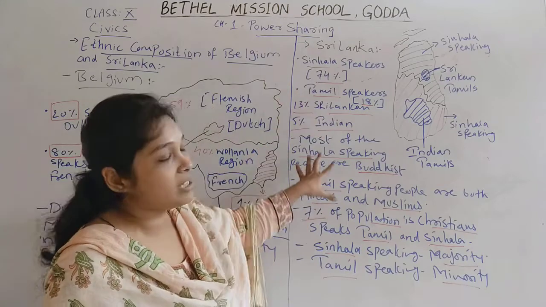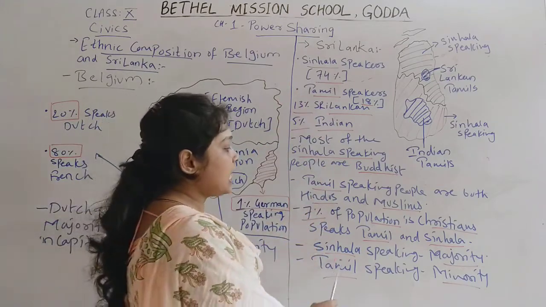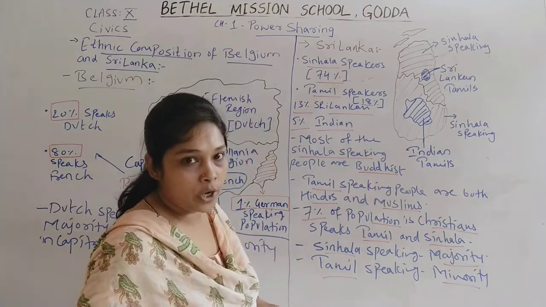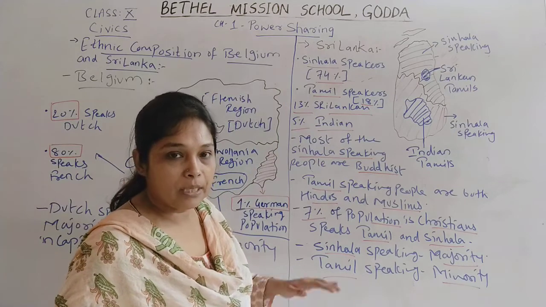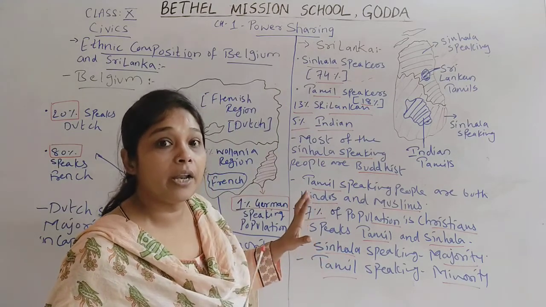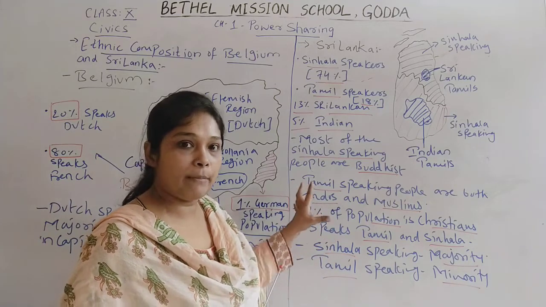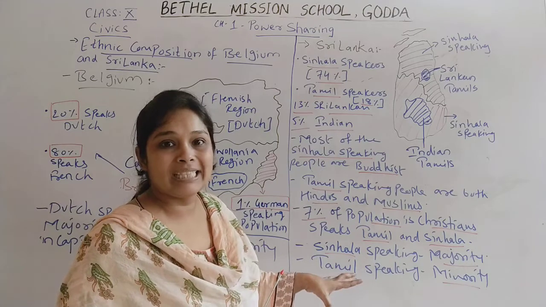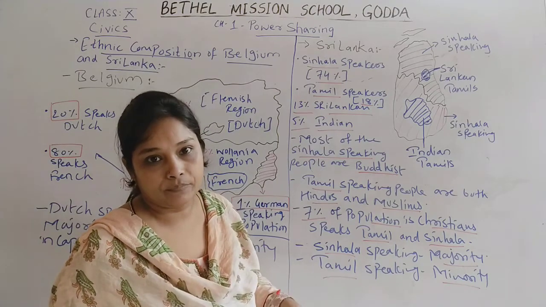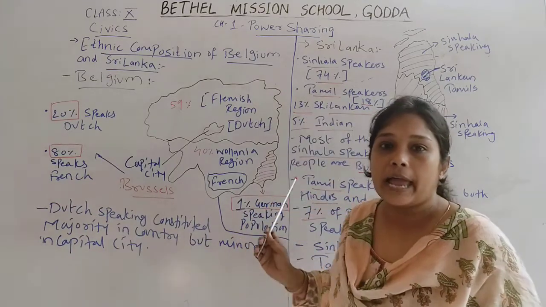So when we talk about the Sri Lankan ethnic composition, we can say that Sinhala speaking people are in the majority and Tamil speaking people are in the minority. That means the main religion in Sri Lanka at that time was Buddhism because they are in the majority, and the minority religions are Hinduism, Islam and Christianity. So this is the ethnic composition of Sri Lanka and Belgium.